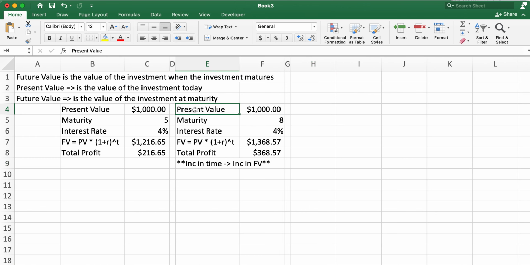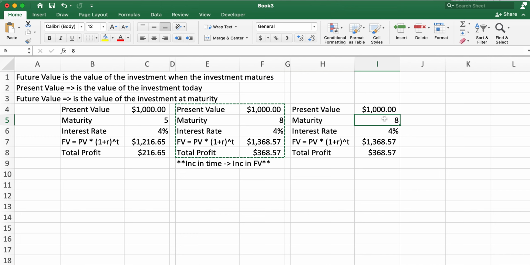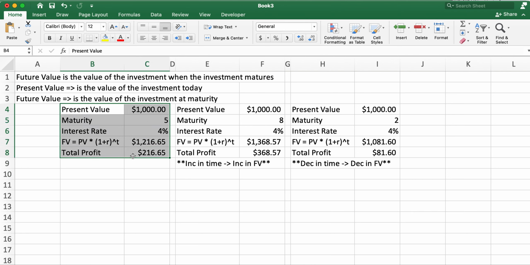Let's do this again, only this time we're going to decrease our time period by 3 years. So as opposed to 5, we're going to drop it to 2. And you'll notice now we only make $81. So we're going to say a decrease in time leads to a decrease in future value.